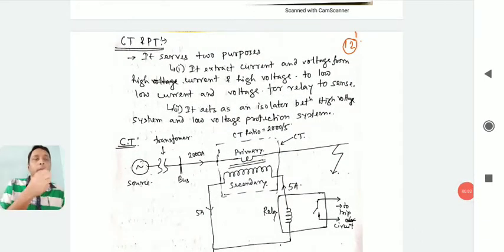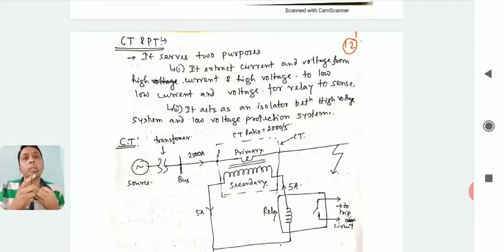Okay, students, welcome to lecture 9. In lecture 9, what we will start, I have given page numbers. Up to page 11 we have already done, so from the 12th onwards, today we will start about CT and PT that are needed in our protection system.